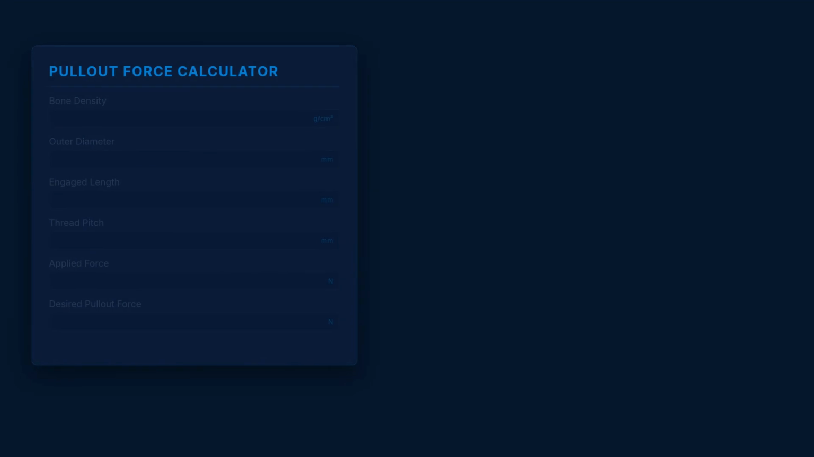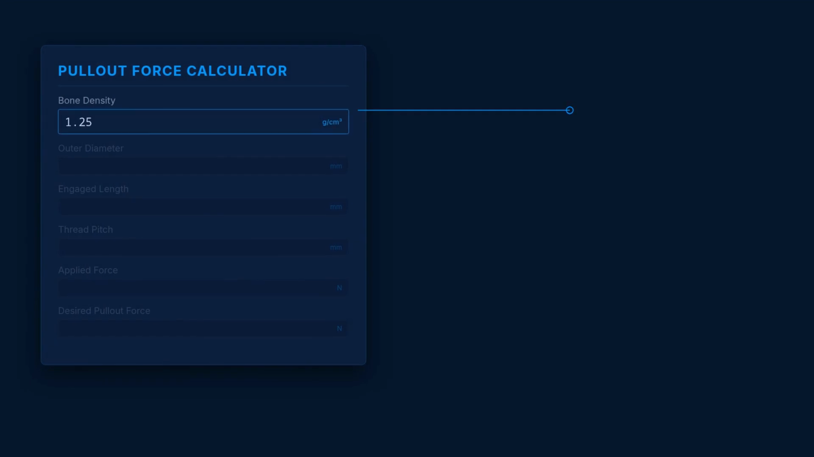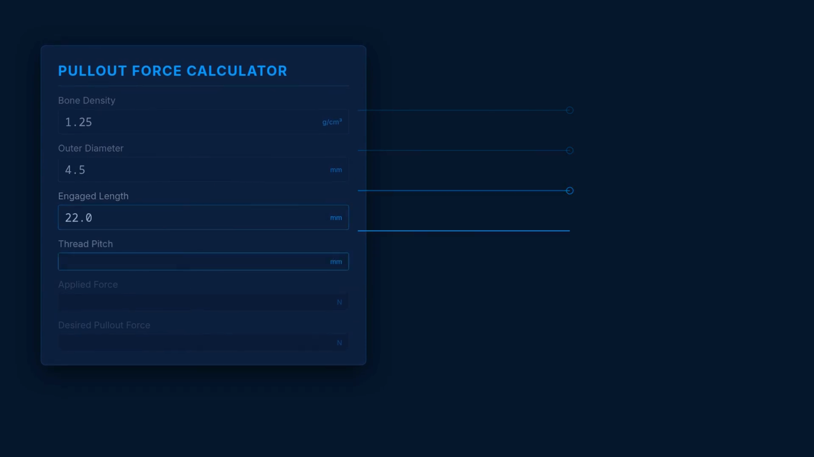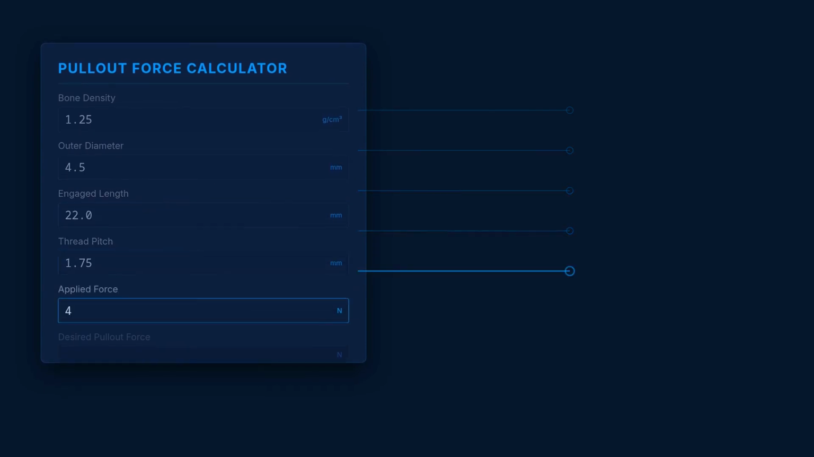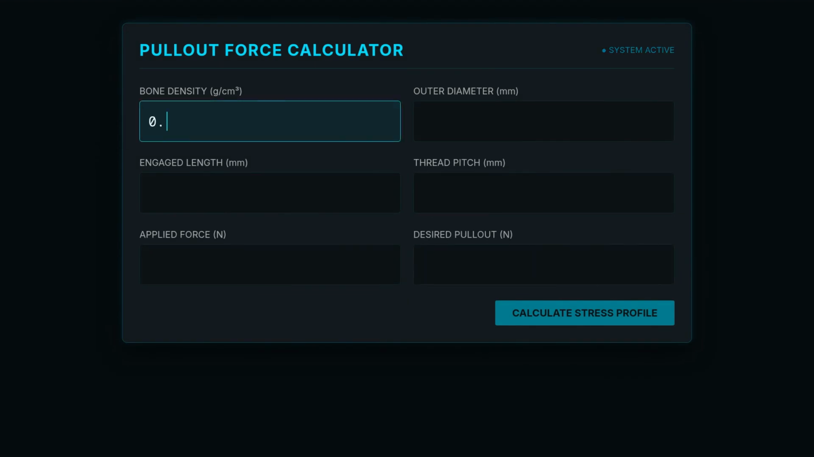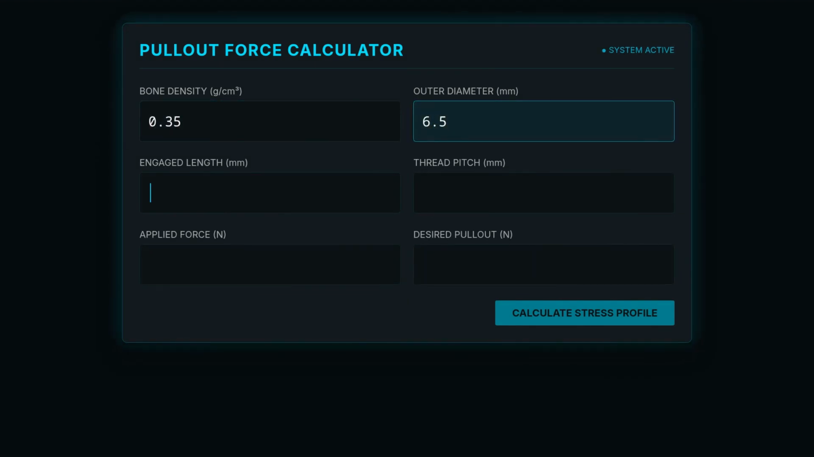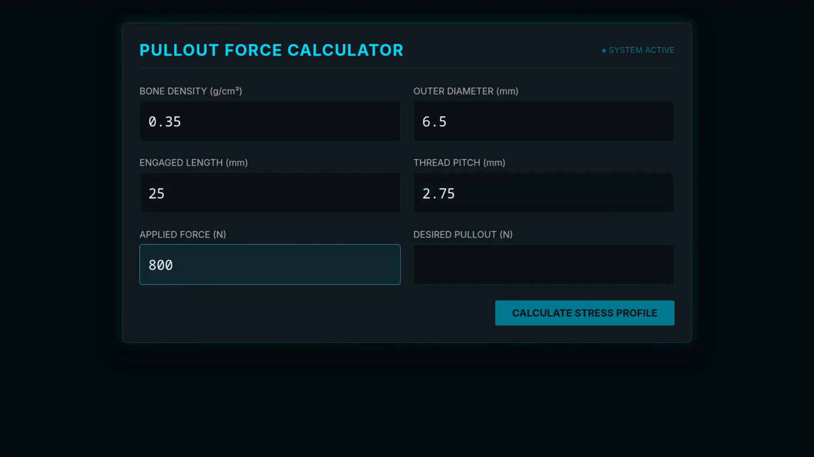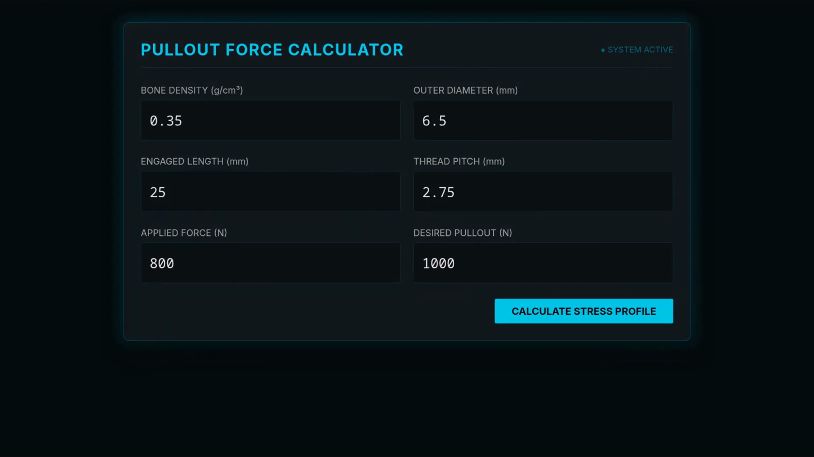Next, we choose the bone type: cancellous, cortical, or osteoporotic. I'll select cancellous. Now we enter our parameters: bone density in grams per cubic centimeter, outer diameter in millimeters, engaged length in millimeters, thread pitch in millimeters, applied force in newtons, and desired pullout force in newtons. For our example, I'll input bone density 0.35, outer diameter 6.5, engaged length 25, thread pitch 2.75, applied force 800, and desired pullout force 1000.